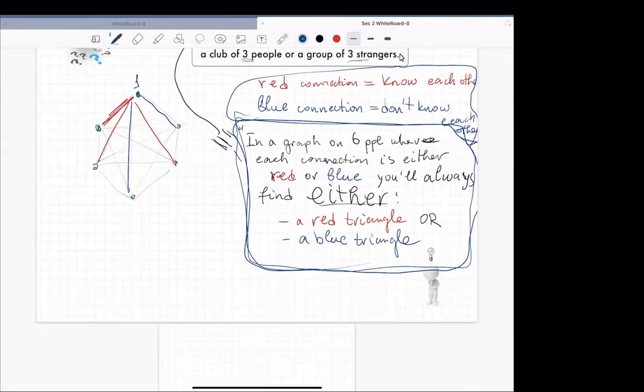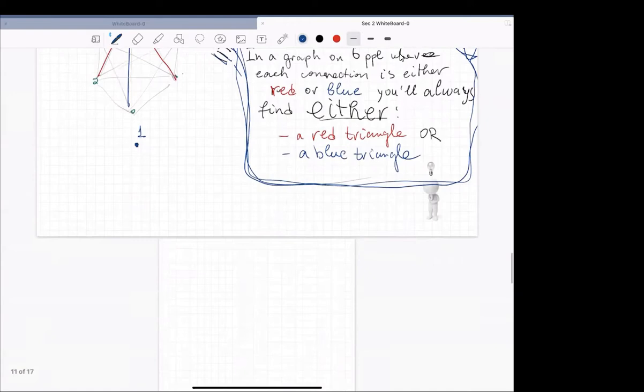Suppose this guy, call this number 1. I could have picked this guy and called him number 1, it doesn't matter. So I have 6 people, pick one guy. Here's one guy, could be that guy, it doesn't matter. Okay, so let's not label these. So this one guy is connected to 5 other people somehow, right? Either he knows some of these 5 people or doesn't know them.